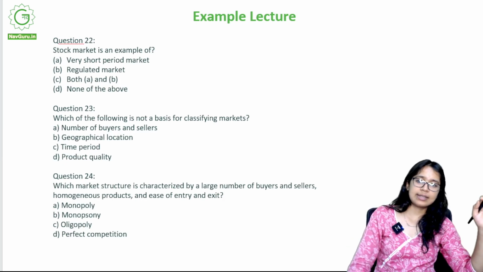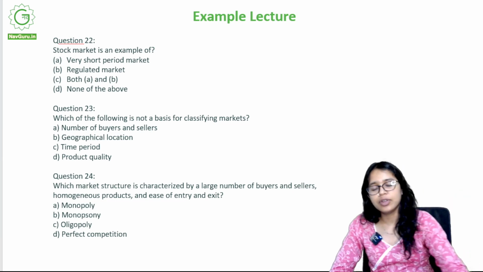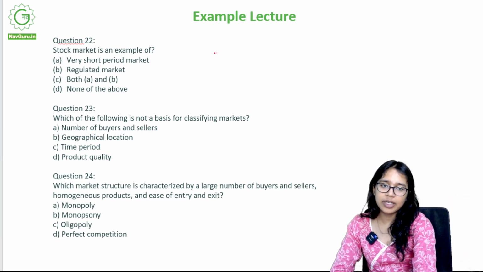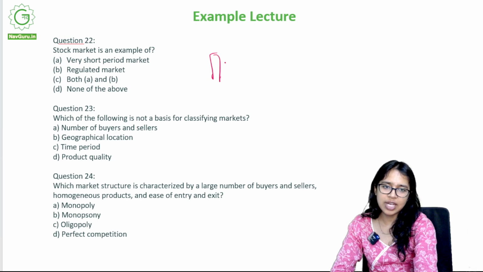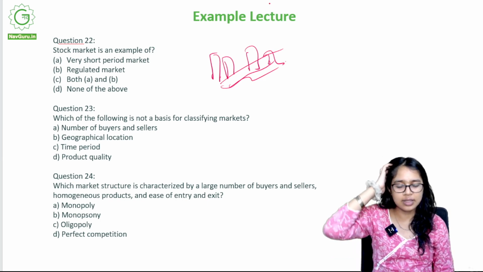Stock market is an example of a very short period market, regulated market, both A and B, or none of the above. So what is stock market? Stock market is basically, you must have heard of these shares going up, shares going down, this and that, all of this, Nifty and so on. This is basically what the stock market is.